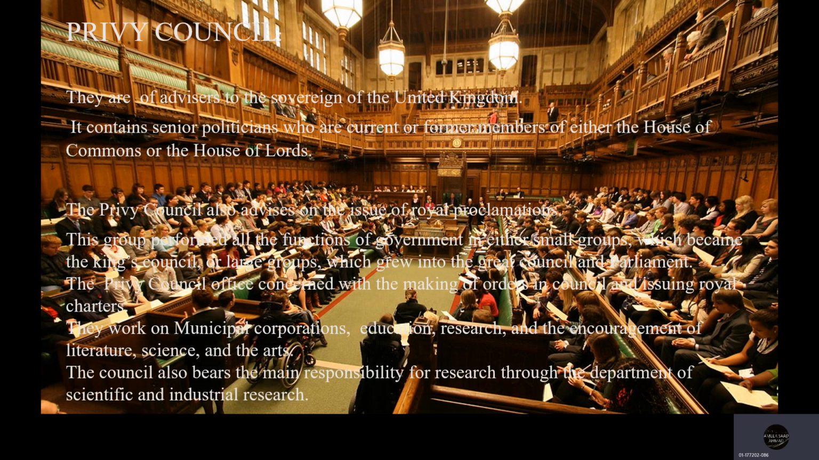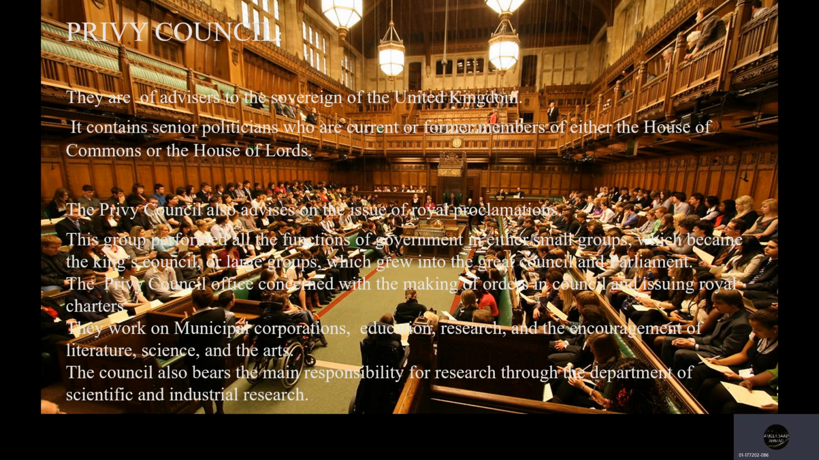Now, moving towards the Privy Council. These are the members of the Privy Council. They are the advisors of the Sovereign of the United Kingdom. It contains senior politicians who are current or former members of either the House of Commons or the House of Lords. The Privy Council also advises on the issue of royal proclamations.